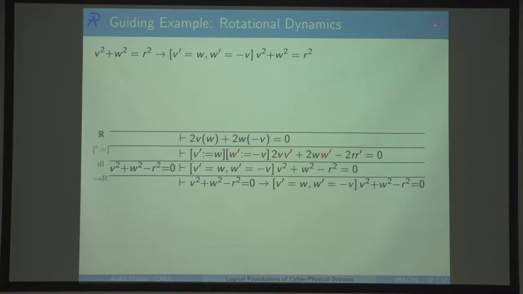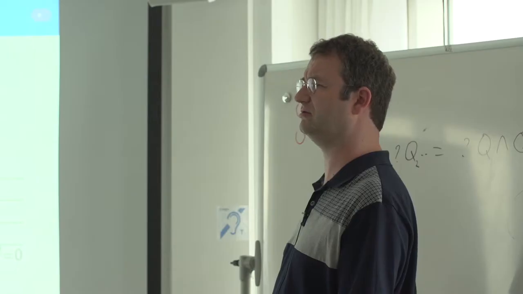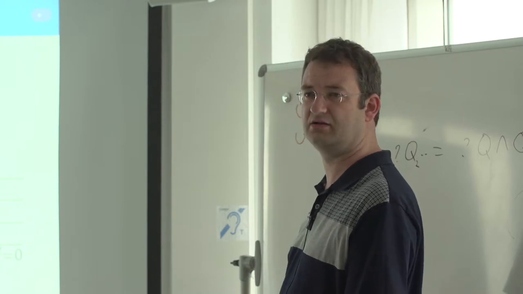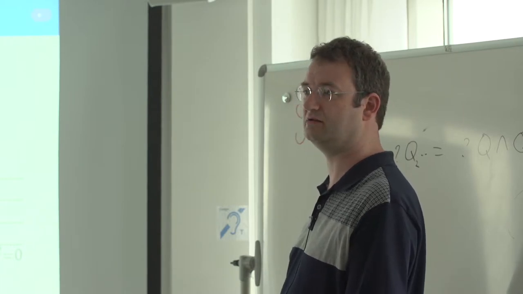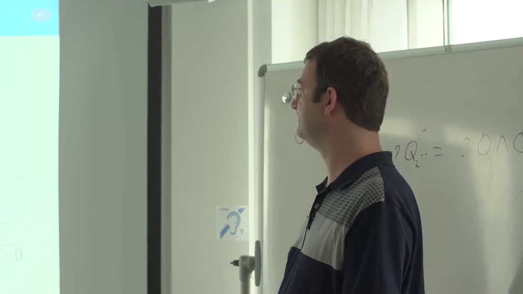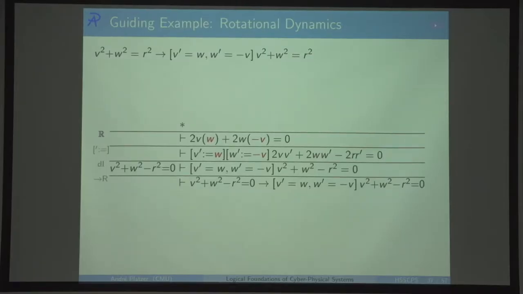And out comes 2vw plus 2w minus v equals 0, which, who proves that again? It's a triviality, right? Of course, these two are equal because I'm subtracting the same term from itself. So it's very easy to prove that this is indeed true, and the star usually marks in these proofs that I'm done. So this is a very short four-line proof for this fact.